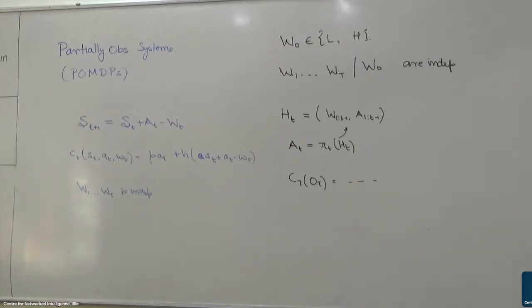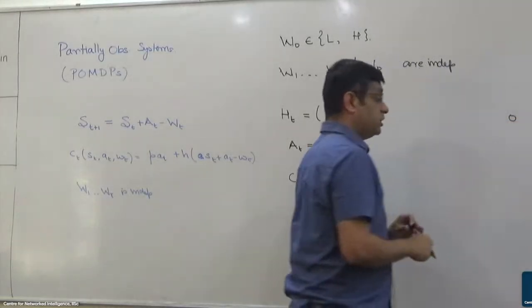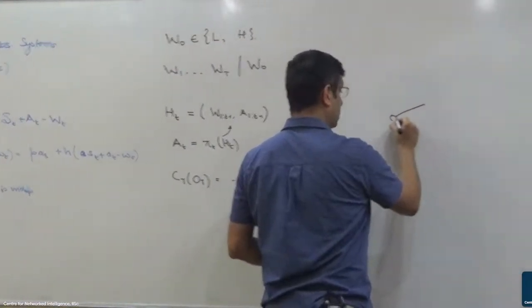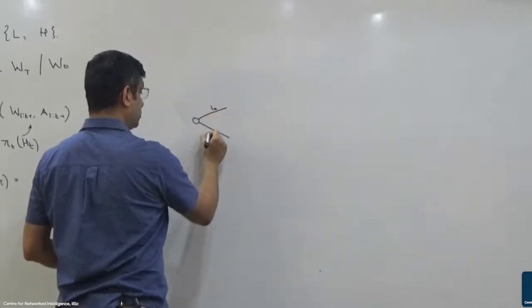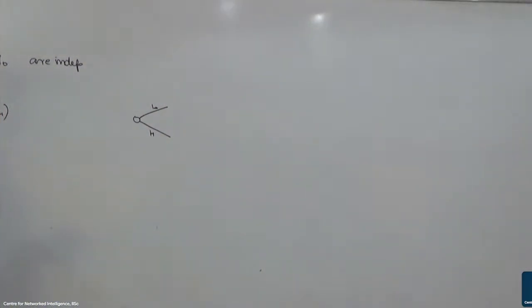Okay. So, I want to go back to the decision trees that we drew and draw a decision tree which captures everything that is happening in this system. So, what I am going to do is at the beginning nature acts and chooses the value of W0. Okay. This W0 is either low or high. Then the decision maker has to act.